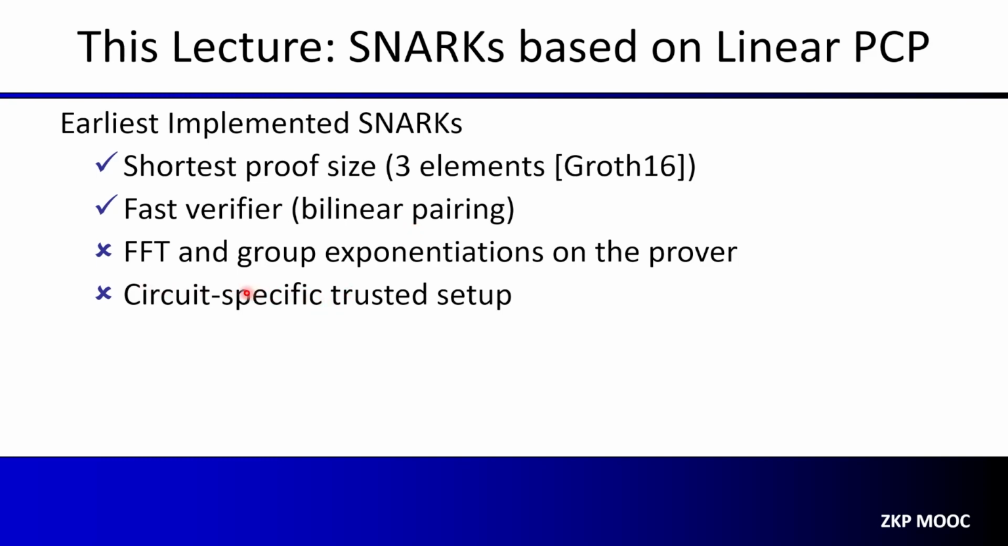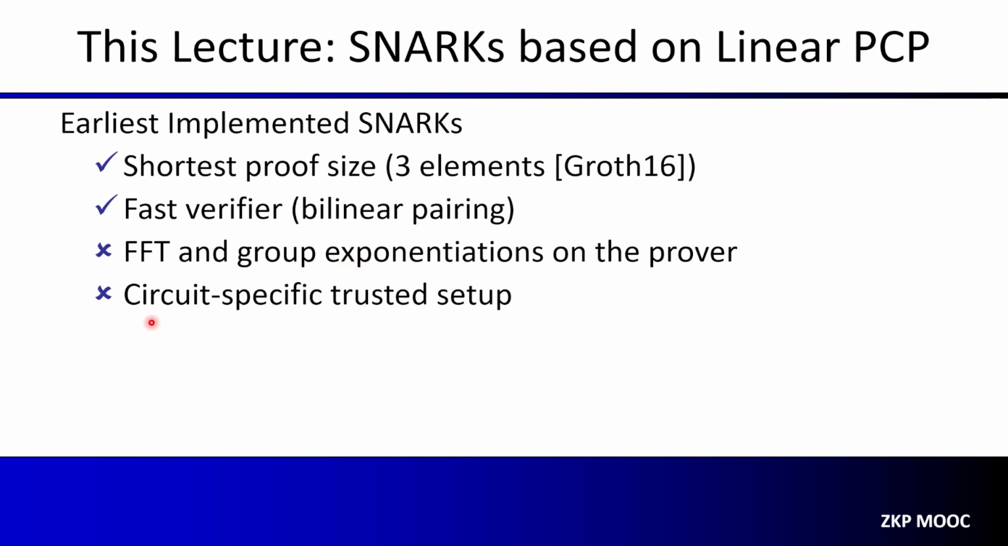In terms of disadvantages, the prover time of these SNARKs tends to be relatively slow in practice because they require both FFT and group exponentiations. The sizes of these computations are linear in the size of the circuit to prove. Because of that, they're usually slower compared to schemes based on, for example, error correcting codes.